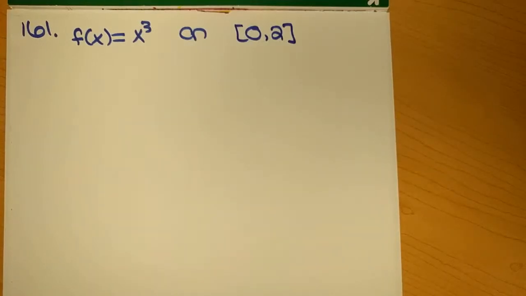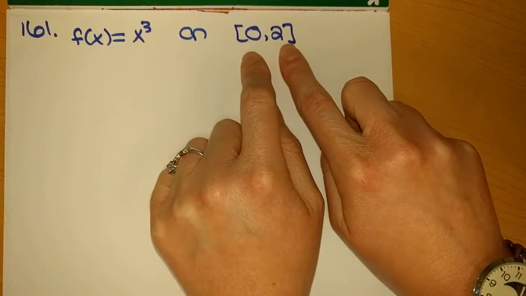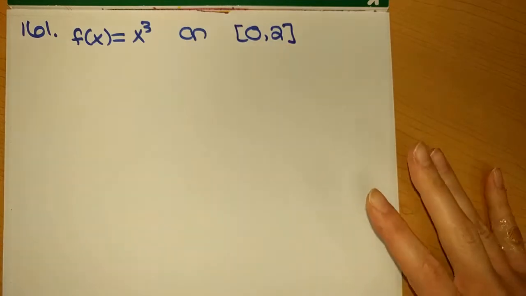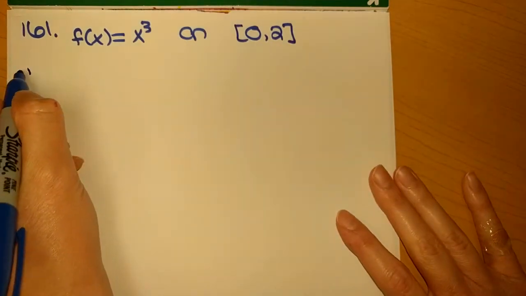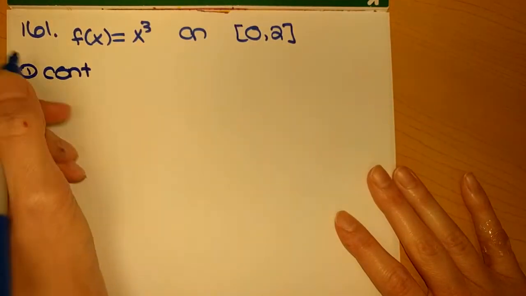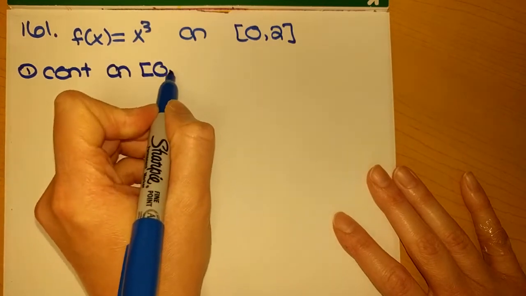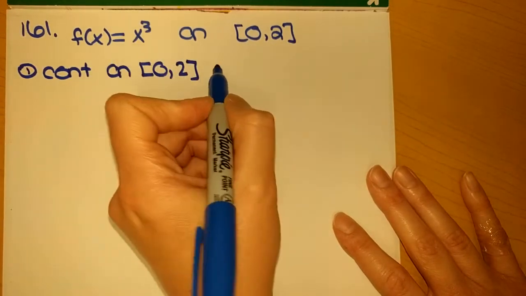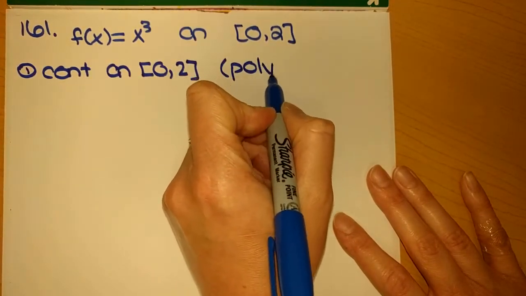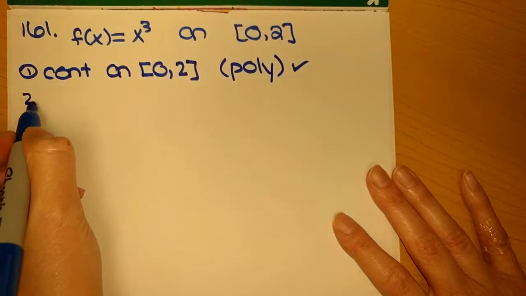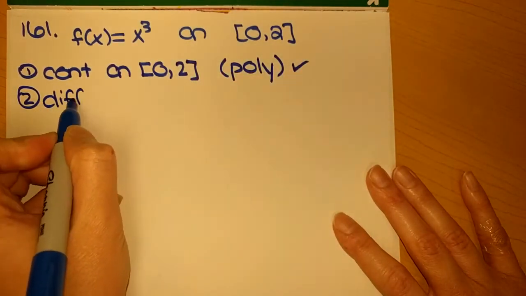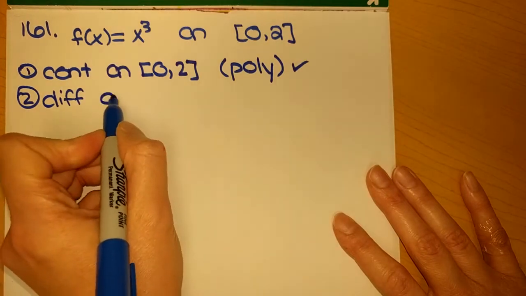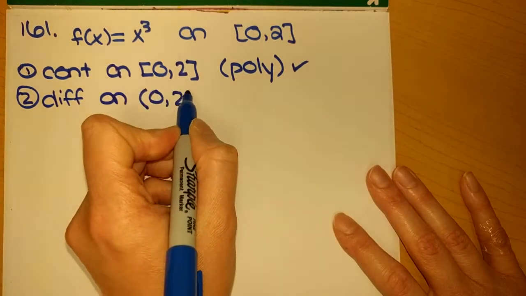Instructions on question 161 really mean that you're looking at the interval from 0 to 2 for the mean value theorem. So the first thing you want to do is make sure that the function is continuous, and you can say that with confidence that it's continuous on the closed interval because you are looking at just a polynomial function. So then you say, okay, is the function differentiable? And for differentiability, you want it to be on the open interval 0 to 2.